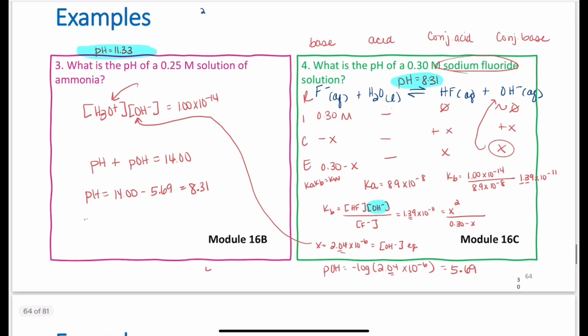Of course, we do need to check our assumption, because we did make an assumption here that this went to 0, and that's how I simplified and solved the math a lot faster.